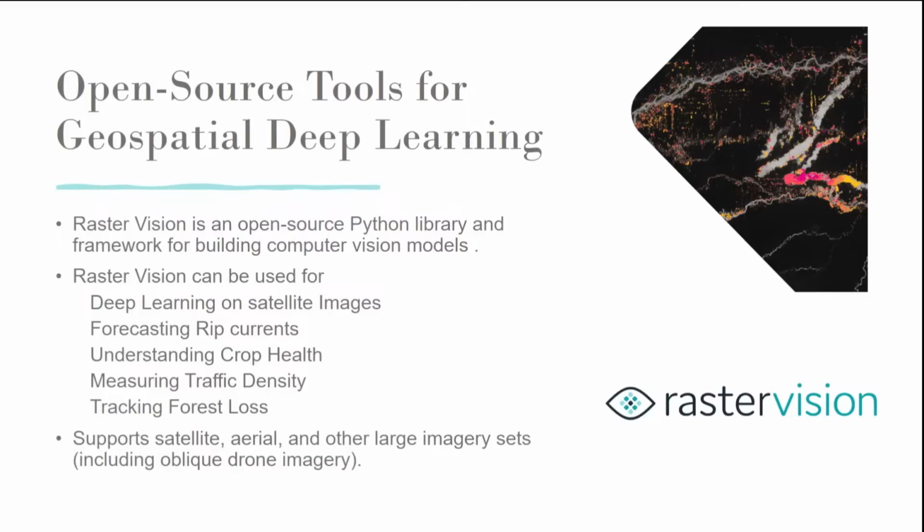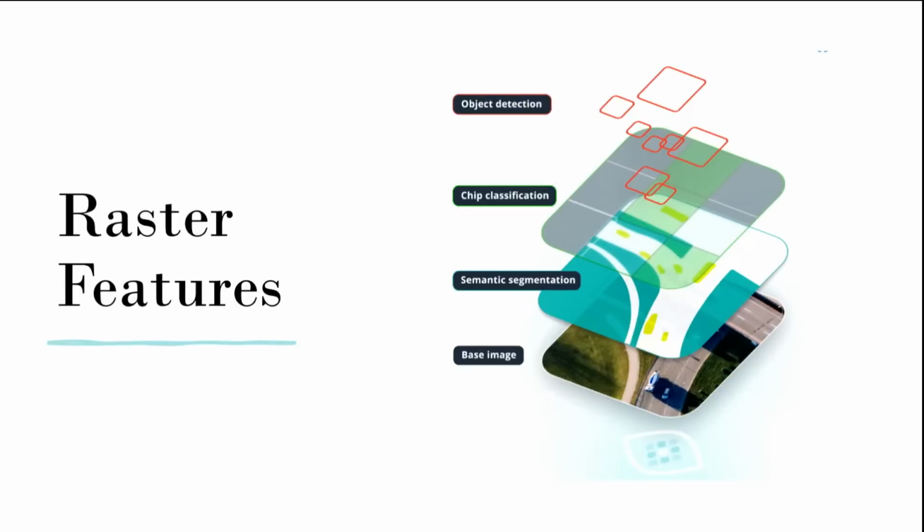One of the popular tools is Raster Vision. Raster Vision also is an open source Python library and framework. Actually it is both a framework as well as a library for building deep learning models. It can be used for deep learning on satellite images, forecasting rip currents, whatever you can do with deep learning, you can use Raster Vision also for all these tasks. It automatically supports object detection, classification, segmentation, right?